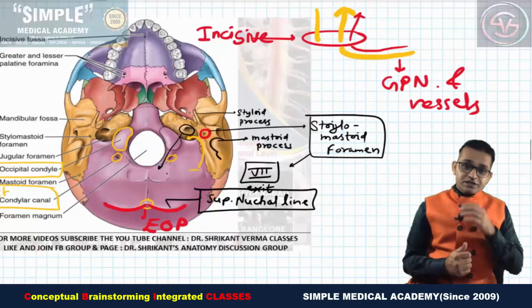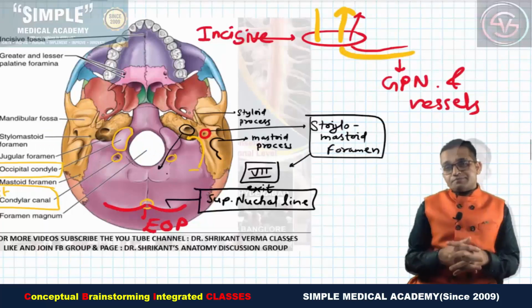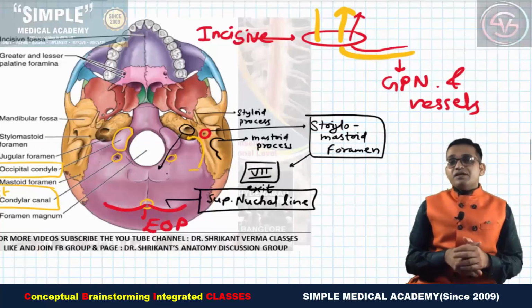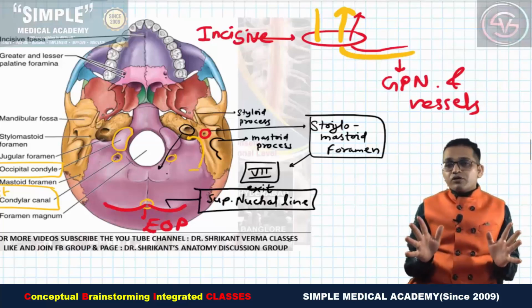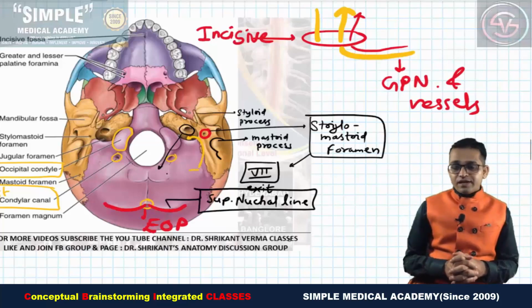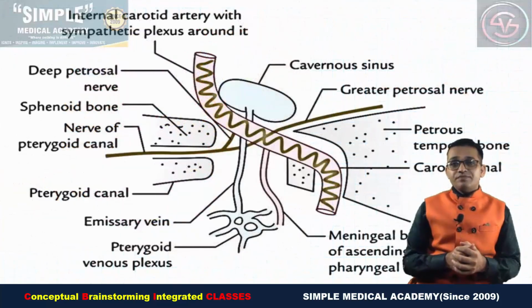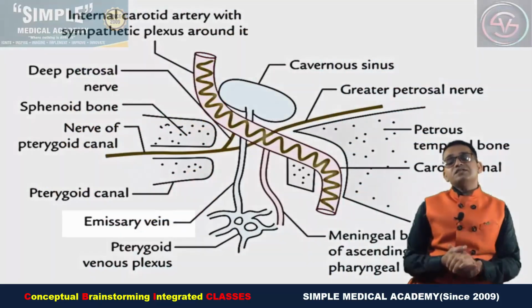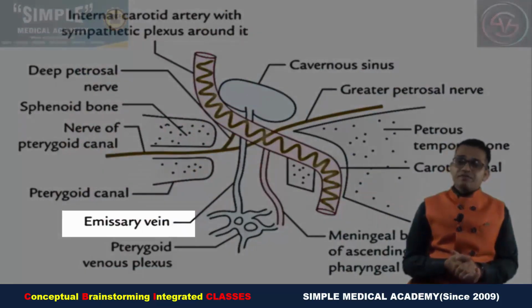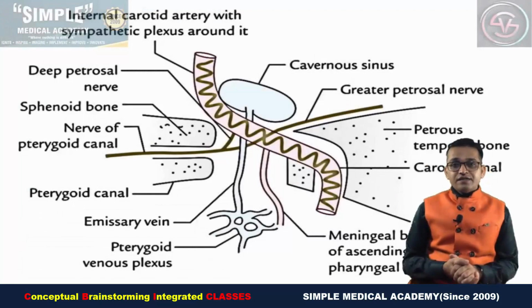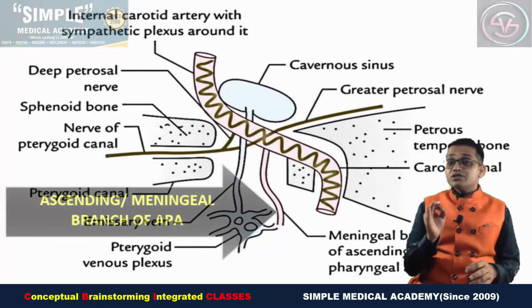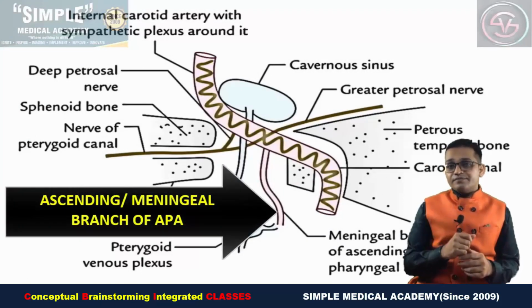Now a little more discussion about the foramen lacerum. Actually the foramen lacerum is filled by cartilage in the adult age. No important structure is passing through this foramen lacerum, as you can see in this image. Yes, an emissary vein is passing through this foramen lacerum. Yes, this foramen lacerum also passes one artery, that is known as the ascending branch of the ascending pharyngeal artery.